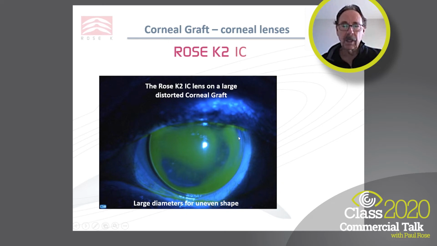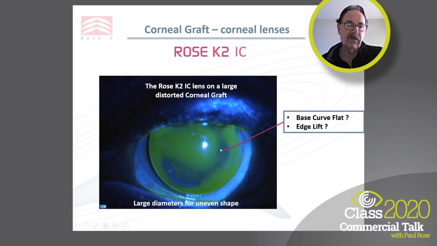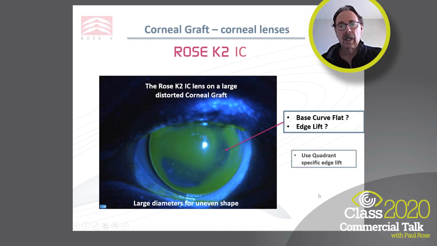If you look here, it's very tight along the limbus. It's open here. It's not too bad in these areas. We don't have any significant staining over this part of the graft, so I didn't make any changes there. Is the base curve flat? If I started to see staining here, I would increase the base curve and make it a little bit steeper.